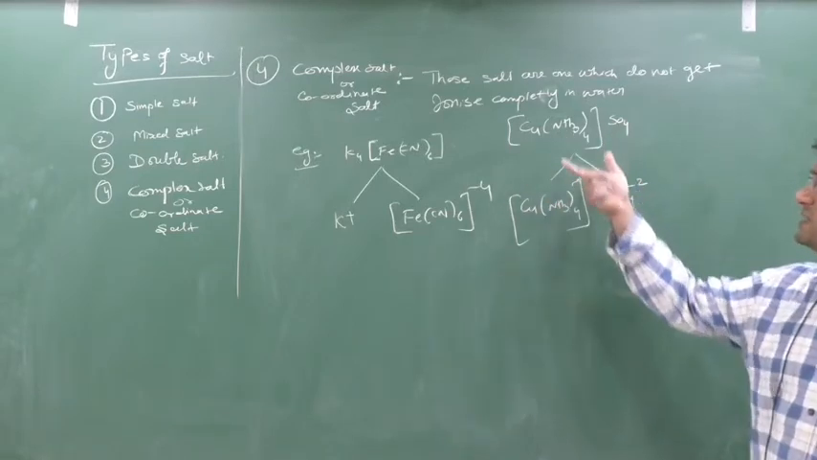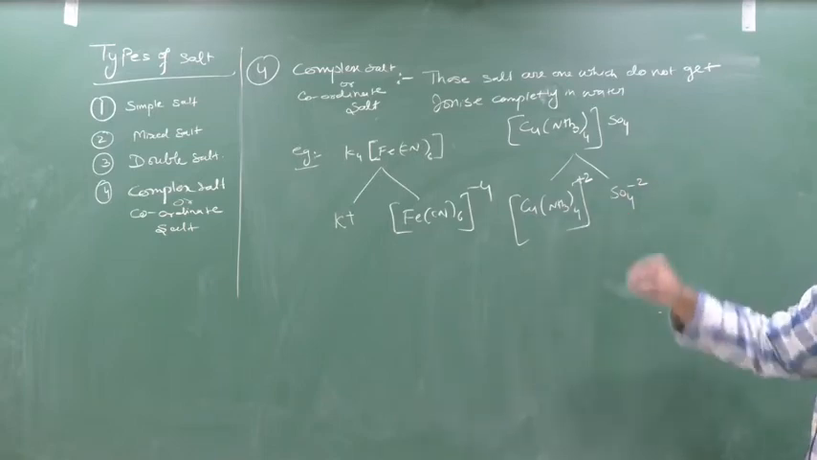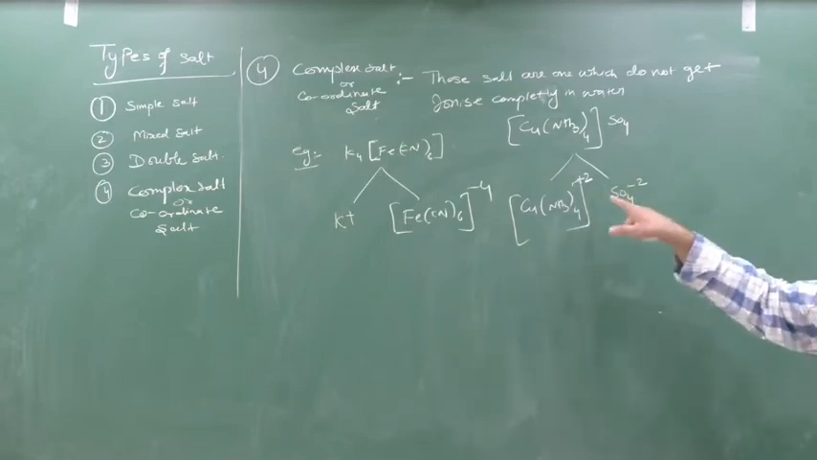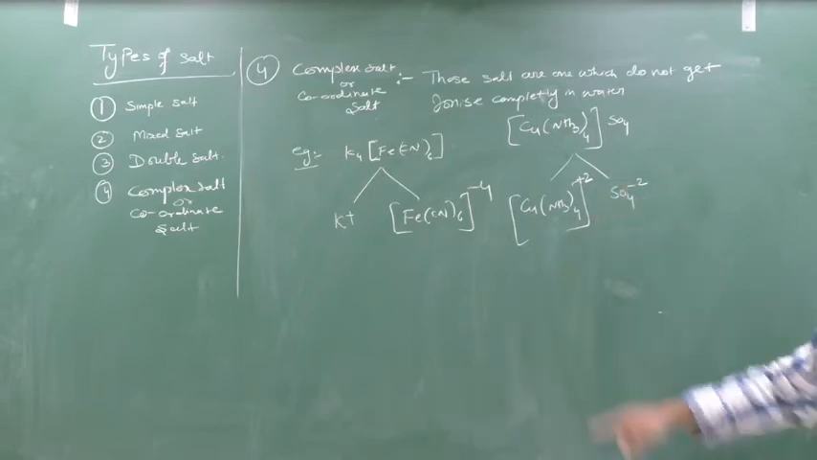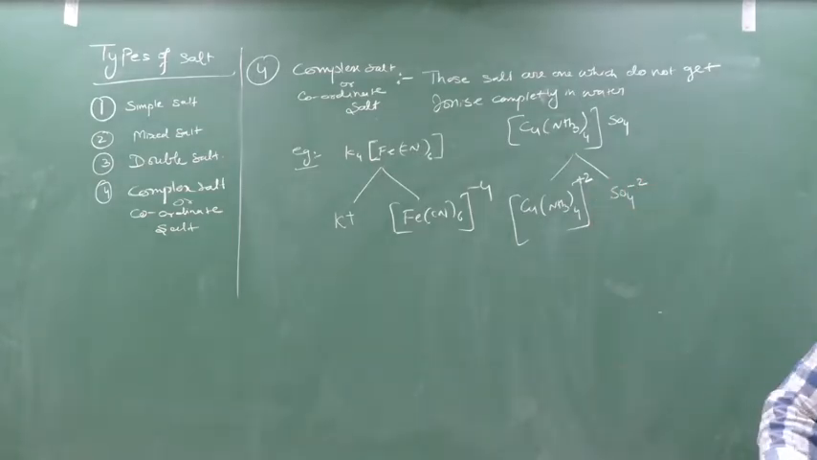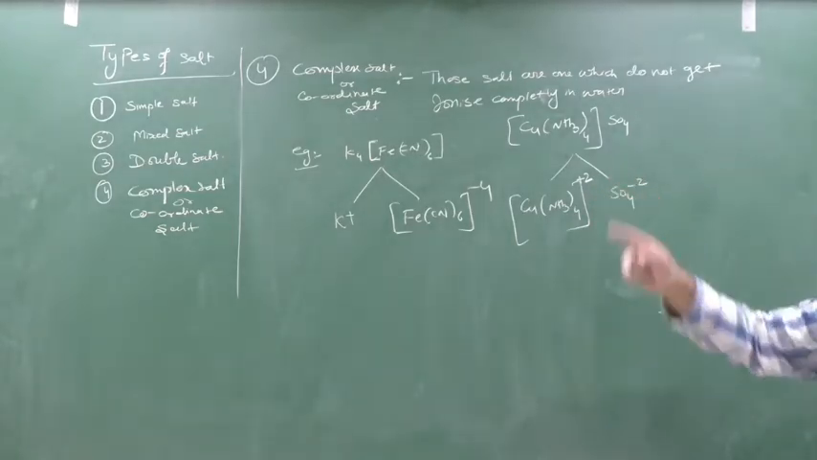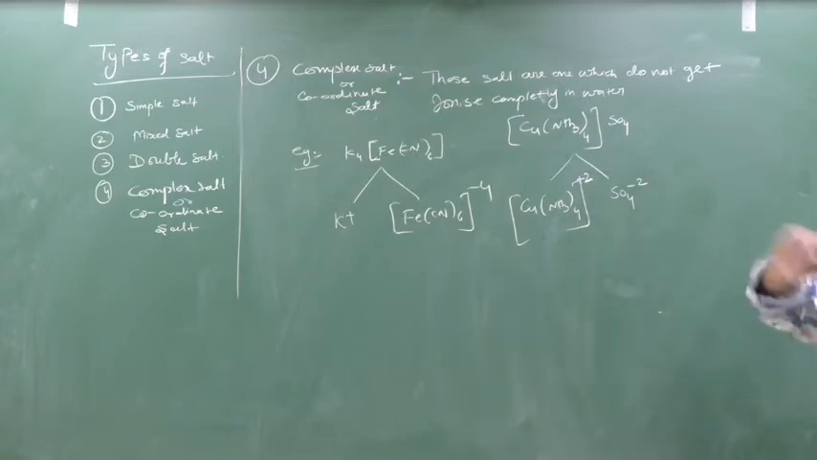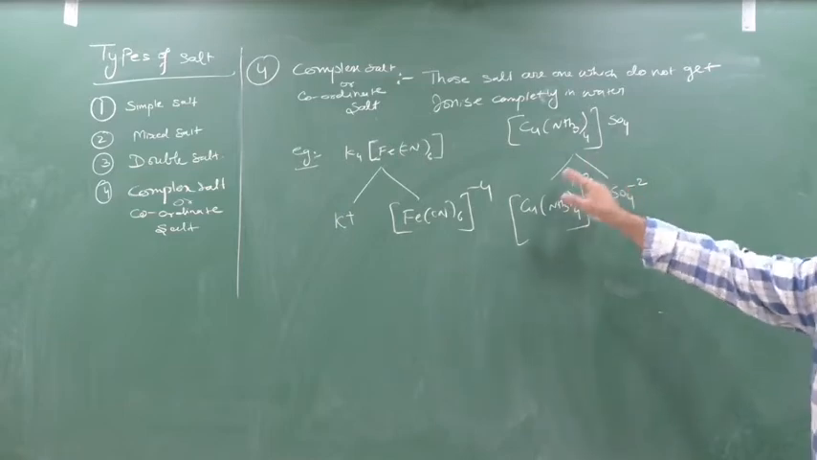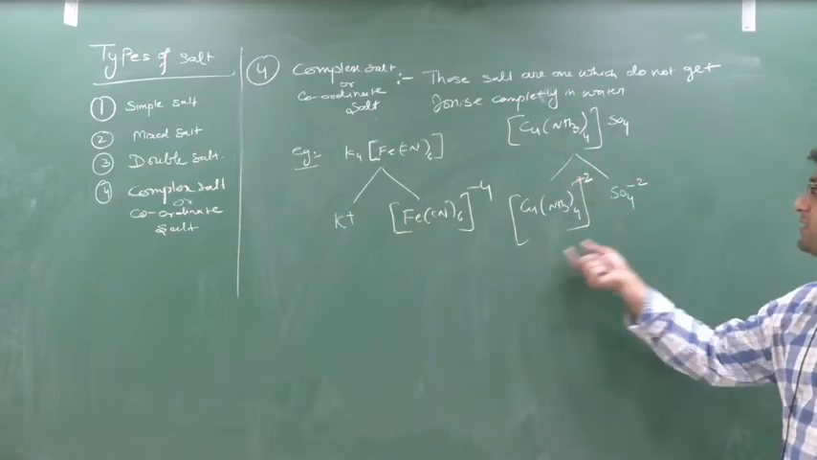Their identity remains as it is. They are not separating, which means the ionization is partial, not complete. If Cu2+, NH3 and SO4 were all removed, then I would say the ionization is complete, but here only partial ionization is taking place. This is the partial ionization. This is not separating, this is only separating.